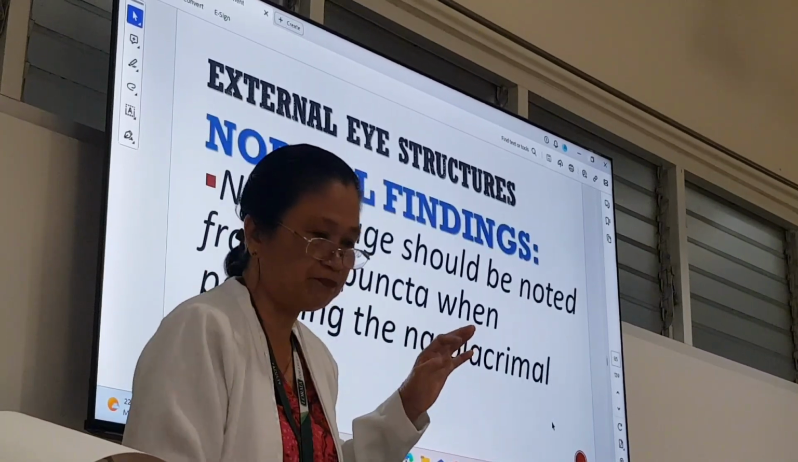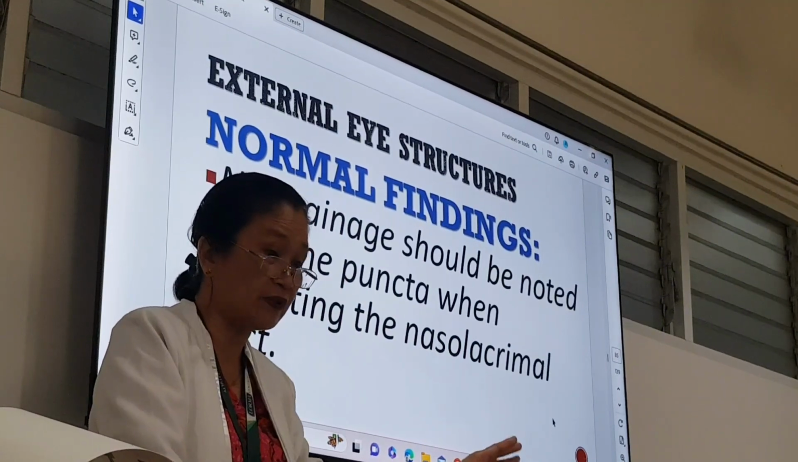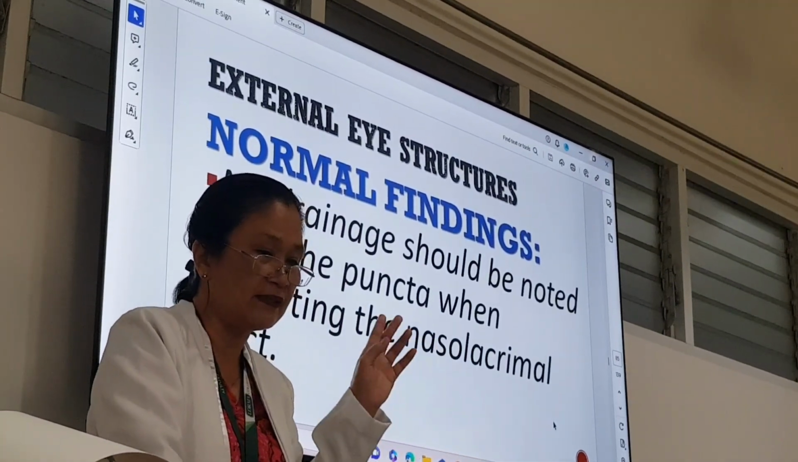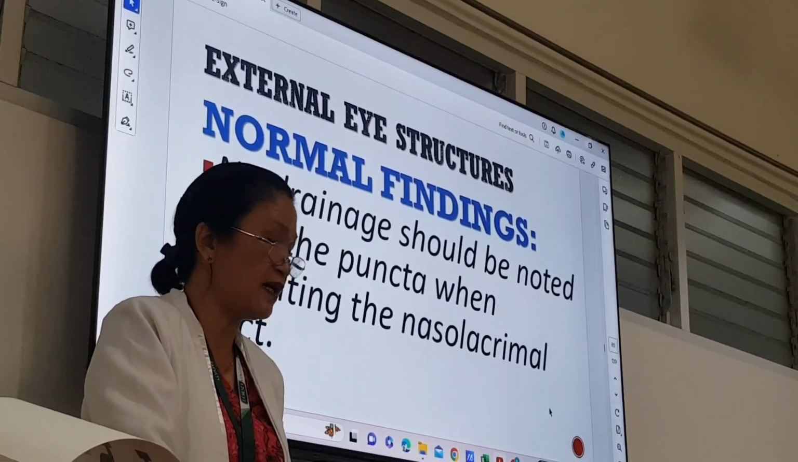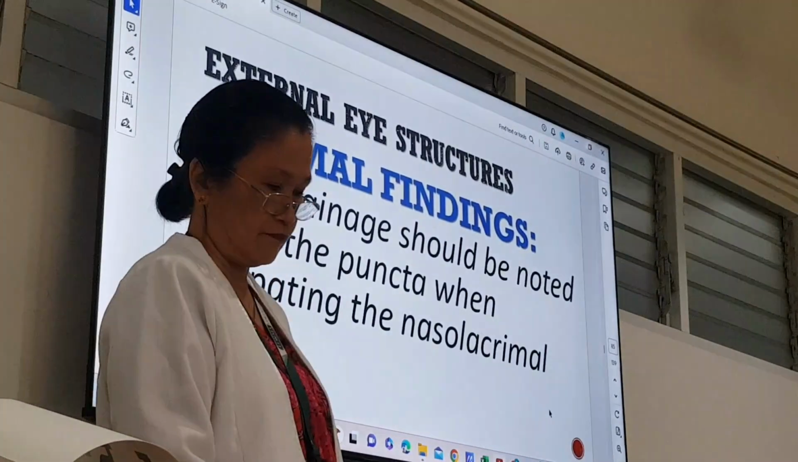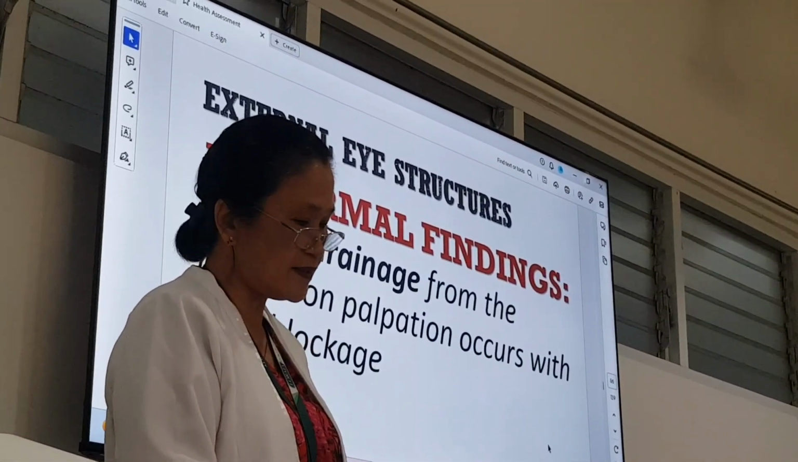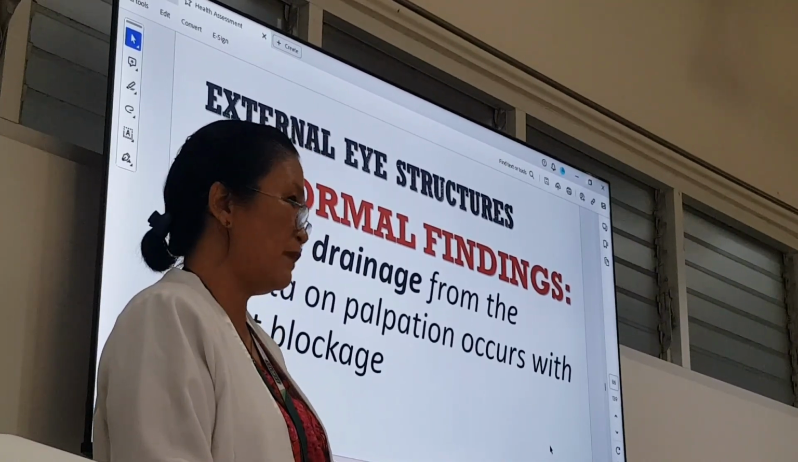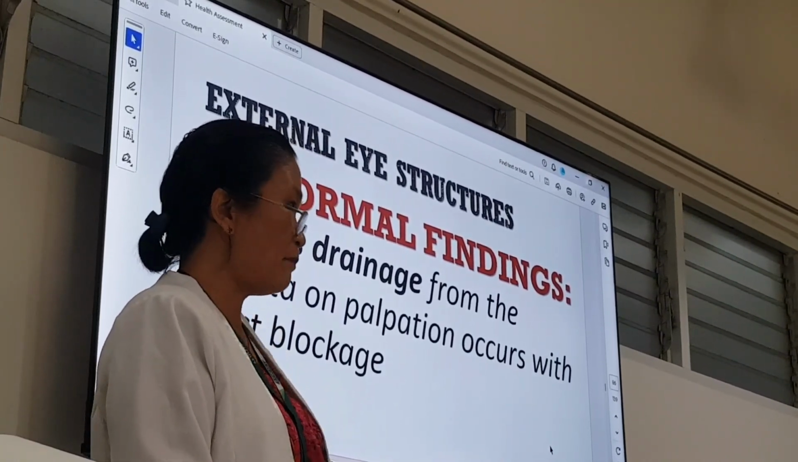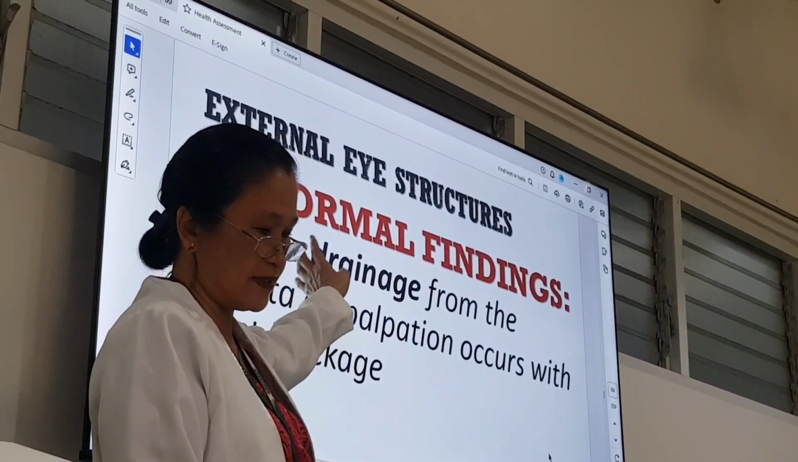Then next, the normal findings, no drainage should be noted from the puncta when palpating the nasolacrimal duct. So no drainage. Then, if there is abnormal findings, excess drainage from the punctal palpation occurs with duct blockage. So, na-block yung nasolacrimal duct. So, mayroon drainage sa puncta.